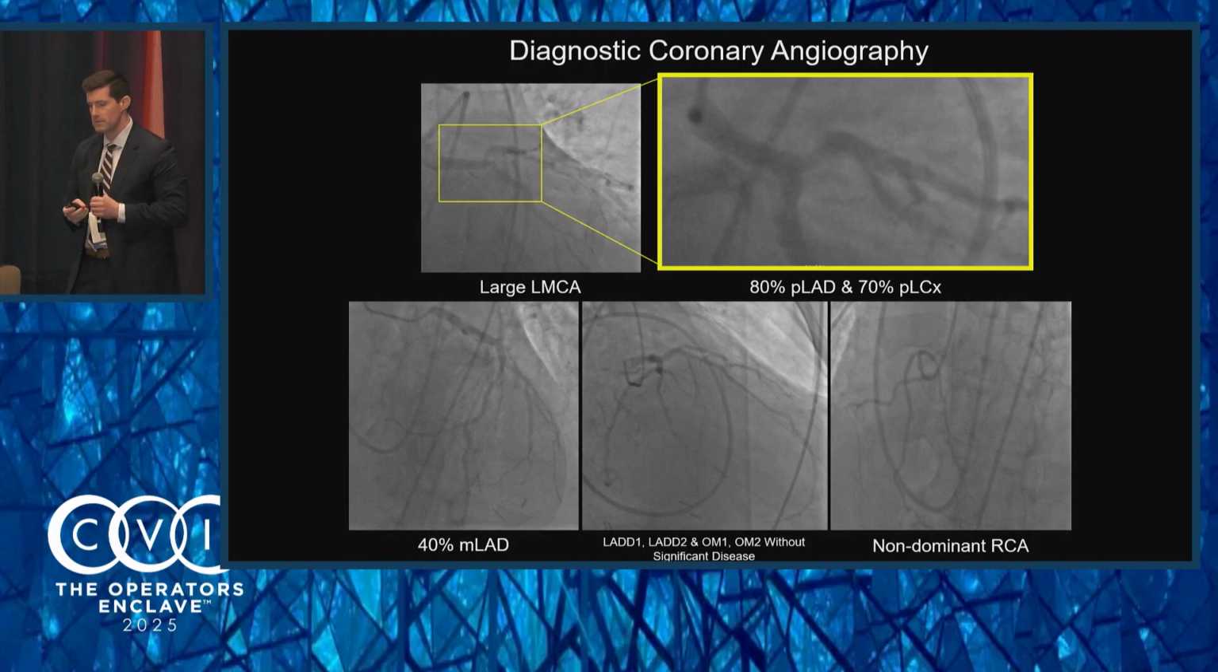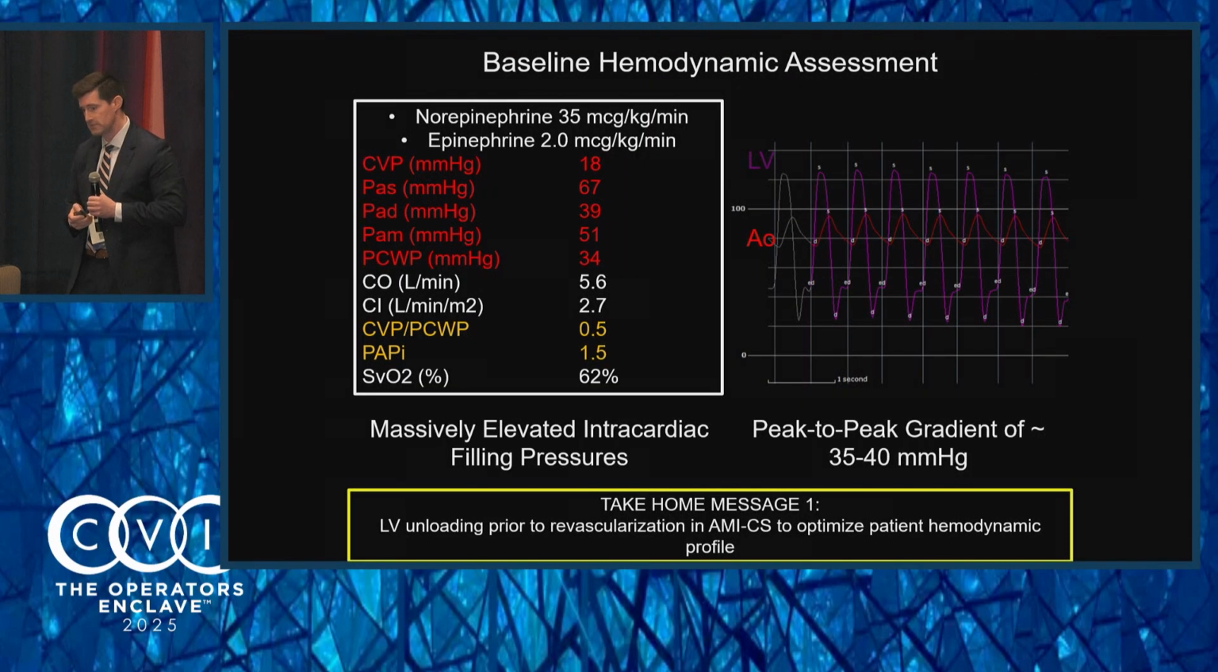Otherwise, really, there's minimal luminal irregularities or non-obstructive coronary disease in the remainder of his left-sided coronary tree, and he's got a non-dominant right. But here, I think, is really the important threshold, is sort of, again, phenotyping the cardiogenic shock when it walks into the door with a PA catheter.